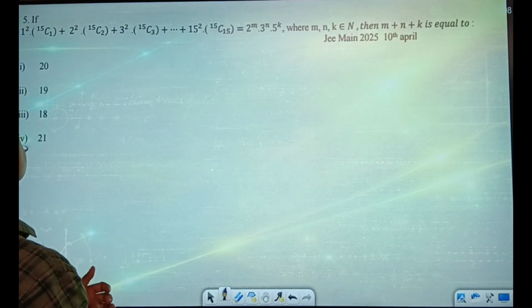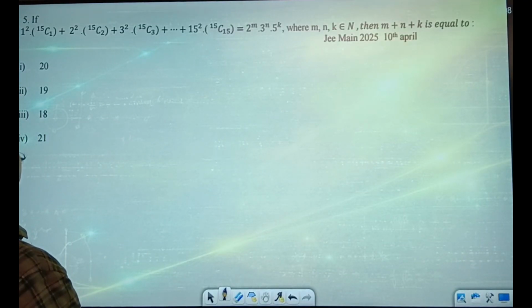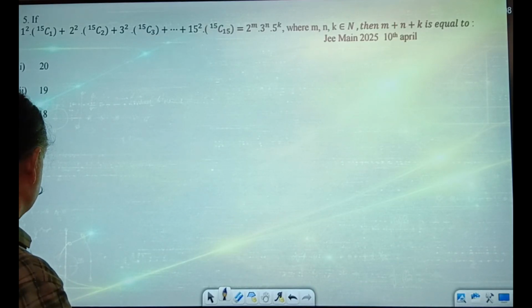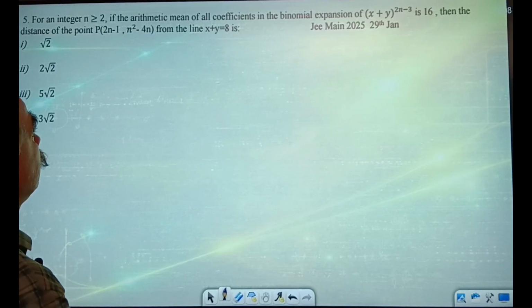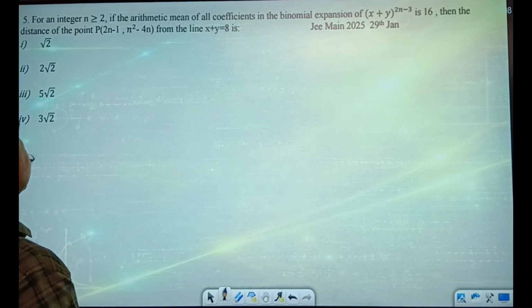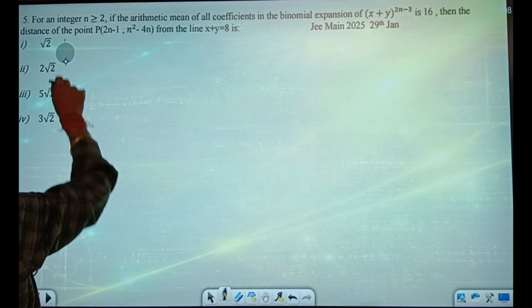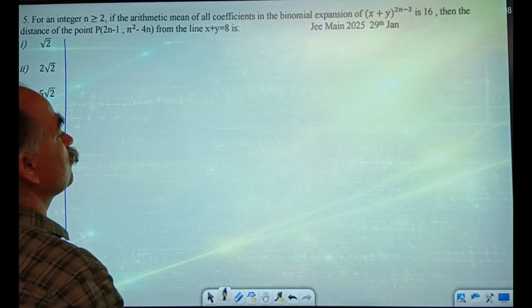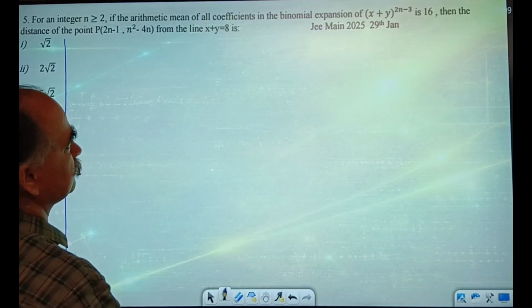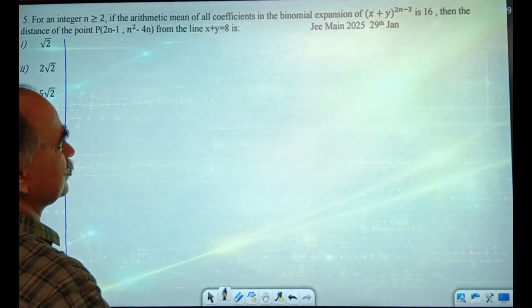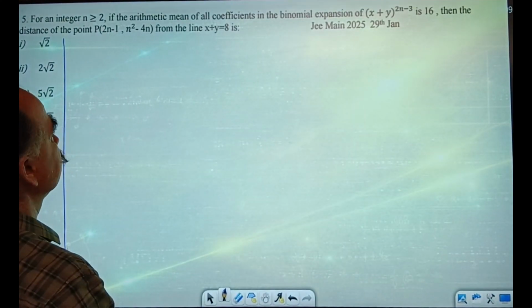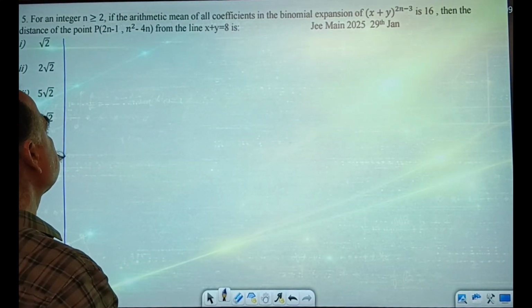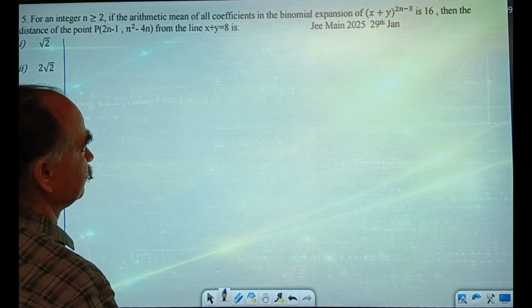The next problem is 1 square into 15C1 plus 2 square into 15C2. Let us first try this one. For an integer n greater than or equal to 2, the arithmetic mean of all coefficients in the binomial expansion of (x + y) raised to 2n minus 3 is 16. Then the distance of this point from this line is.